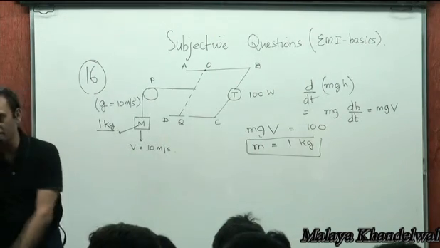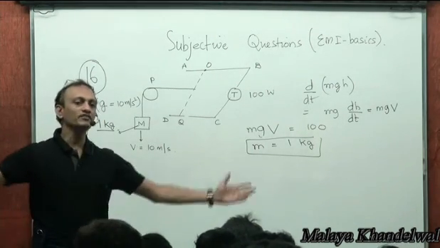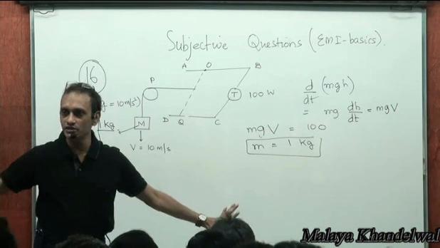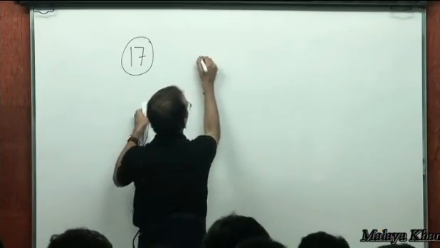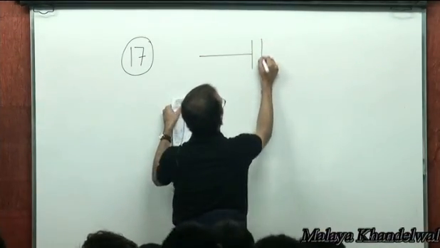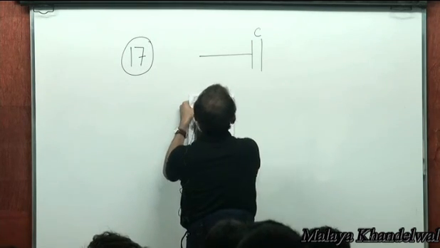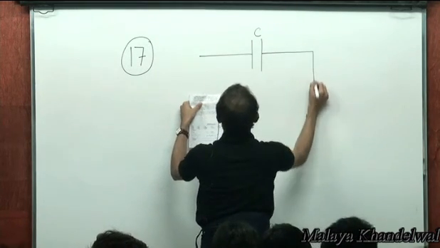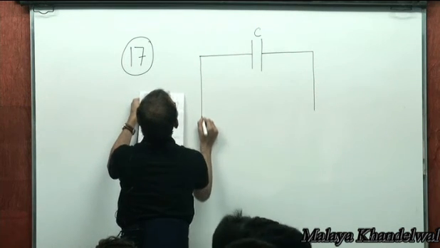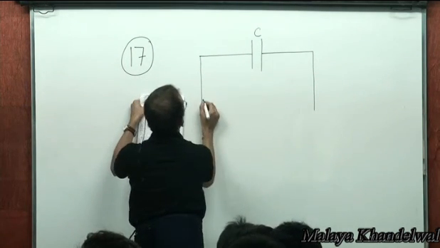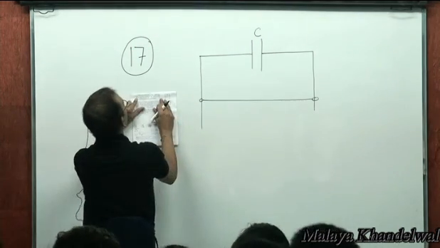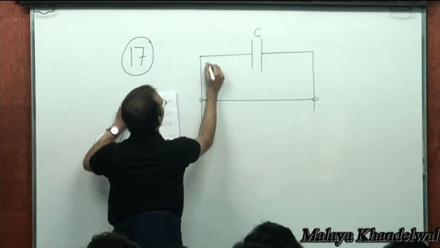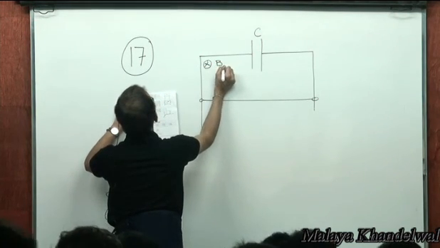17. Let's look at 17. Are you all there with me on this? No confusion, right? Simple energy implication. Okay, this is the situation. We have a capacitor C and there is a connector which could move down under the influence of gravity, and there is a uniform magnetic field B naught.